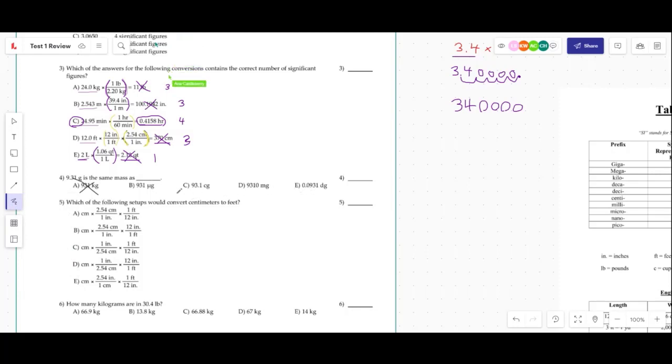The rest of these, it's a little trickier. It's going to be a little bit harder to tell exactly, is this correct or is this not correct? I just don't know. So what we can do is set up some different conversion factors here. We'll start with the 9.31 grams.